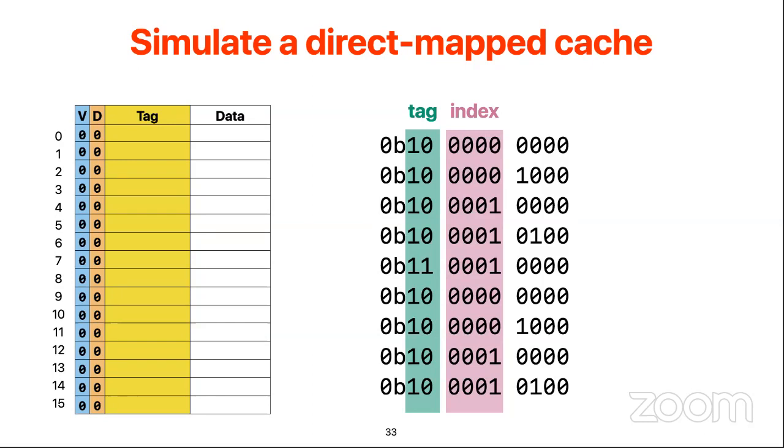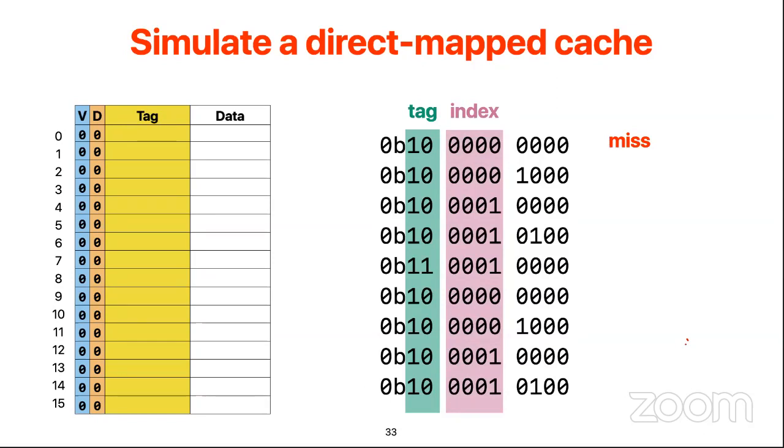Since the index is 0, the first. Okay, so where is index 0? The top row. Is there anything there? Nothing there. So is it a hit or miss? It's a miss. Okay, so it's the miss.